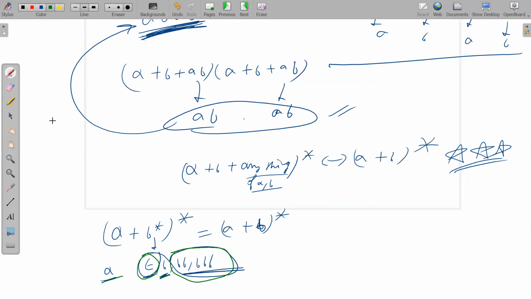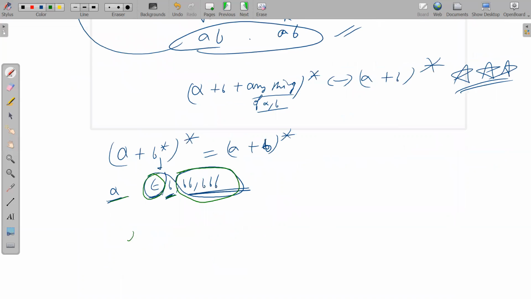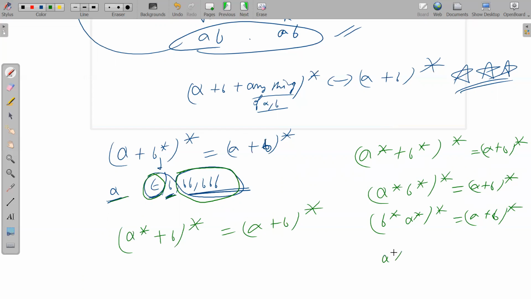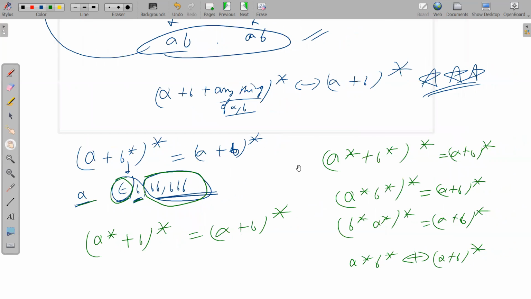Okay, similarly I can say (a star plus b) whole star will again be equivalent to (a plus b) whole star. Similarly, (a star plus b star) whole star will be equivalent to (a plus b) whole star. Similarly, (a star b star) whole star will again be equivalent to (a plus b) whole star. (b star a star) whole star will again be equivalent to (a plus b) whole star. But obviously a star b star is not equivalent to (a plus b) whole star. Okay, so I have written many identities. Just try to prove them yourself.